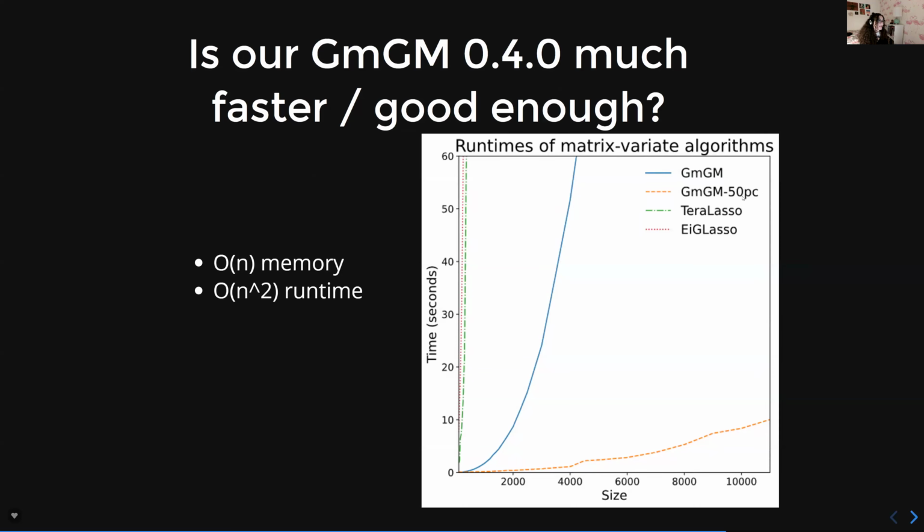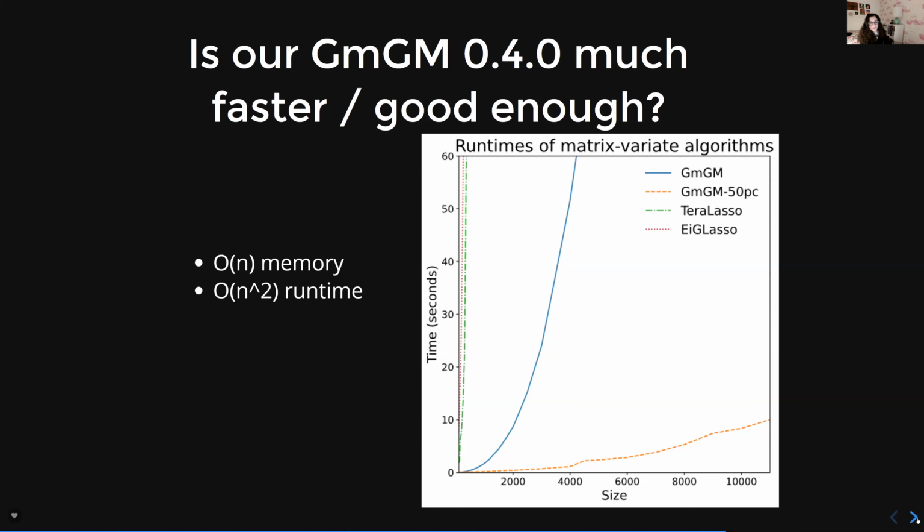And this is an example. If we use 50 principal components, with this equivalence of retaining 50 eigenvalues in our decomposition, this is where we end up in terms of runtime. So we have had a massive decrease in runtime, and with this low rank approximation, we also reduce the memory required.